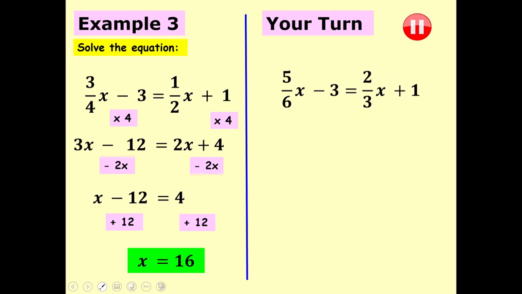Okay, so if you pause here and give this one a try, with your fractions 5 over 6 and 2 over 3, you want to get rid of your fractions first by multiplying through by the lowest common denominator, the lowest common multiple of 6 and 3. So pause here and give this one a try.